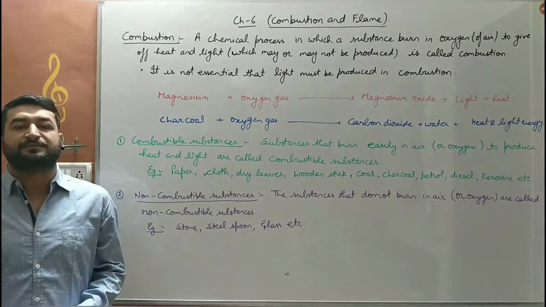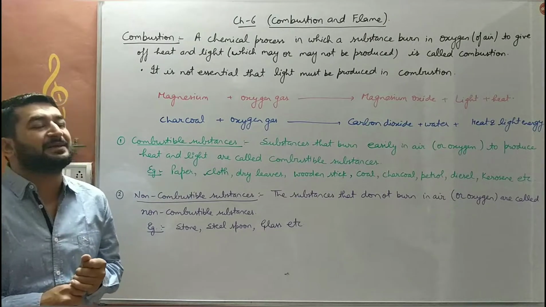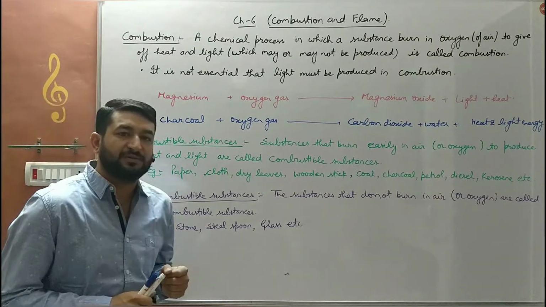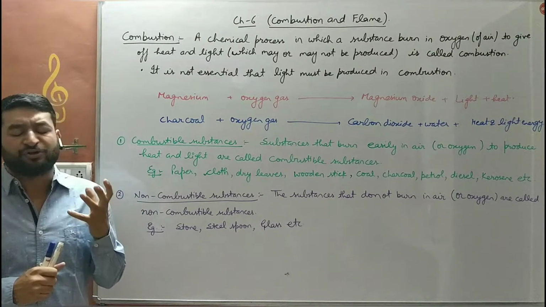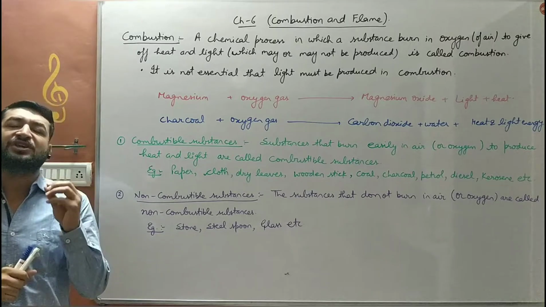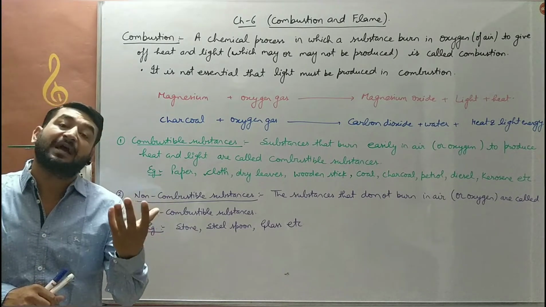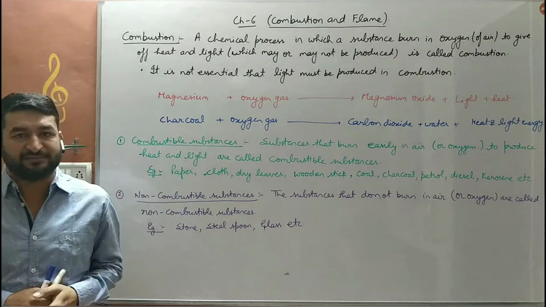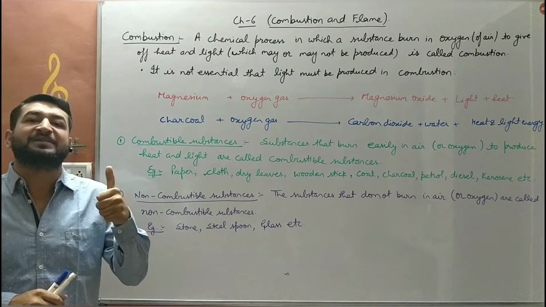Hello children. Now we will start the next chapter, chapter 6 of your book, Combustion and Flame. In the introduction of this chapter, you must have seen various fuels, various substances around you which burn and produce heat and light energy. For example, LPG, liquefied petroleum gas.